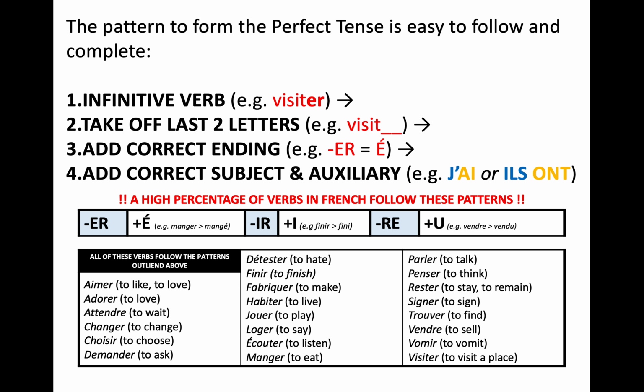All of these verbs follow these patterns above. So you could say things like I played, he sold, we vomited, they chose, he changed, you ate, we visited. Using your notes, no problem at all. You've just got to check those last two letters to make sure you're adding the correct thing on.